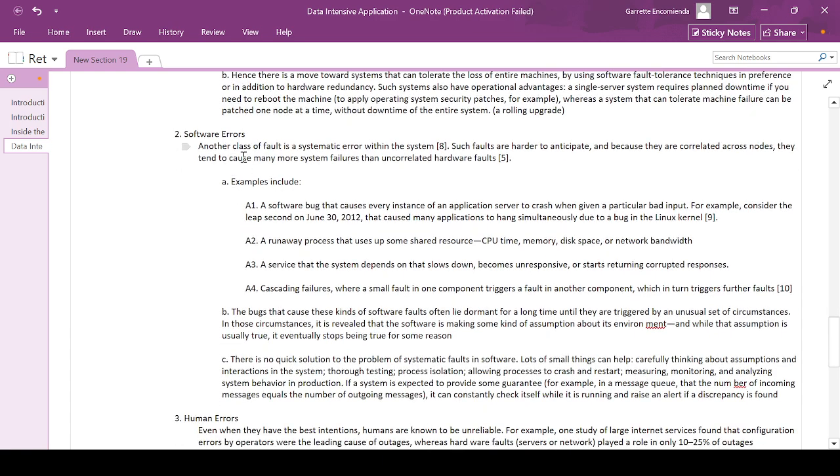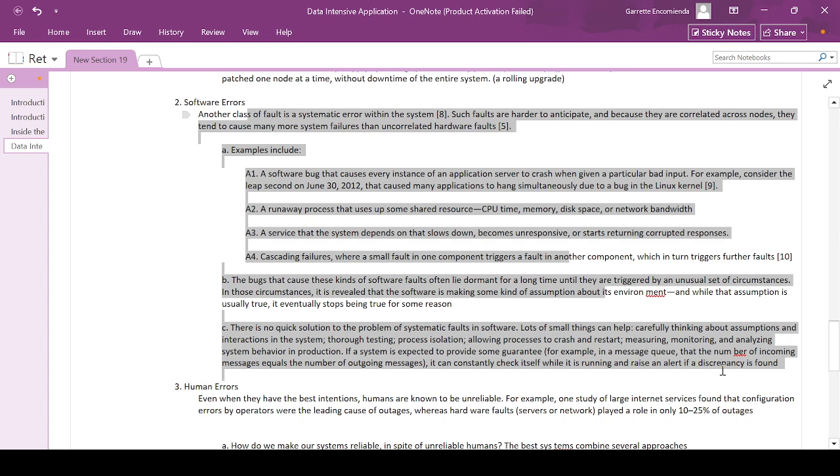Software errors. Another class of fault is systemic error within the system. Such faults are harder to anticipate, and because they are correlated across nodes, they tend to cause many more system failures than uncorrelated hardware faults. Like what I mentioned, software is interconnected. They are harder to anticipate and troubleshoot, unlike hardware, which has uncorrelated hardware faults.